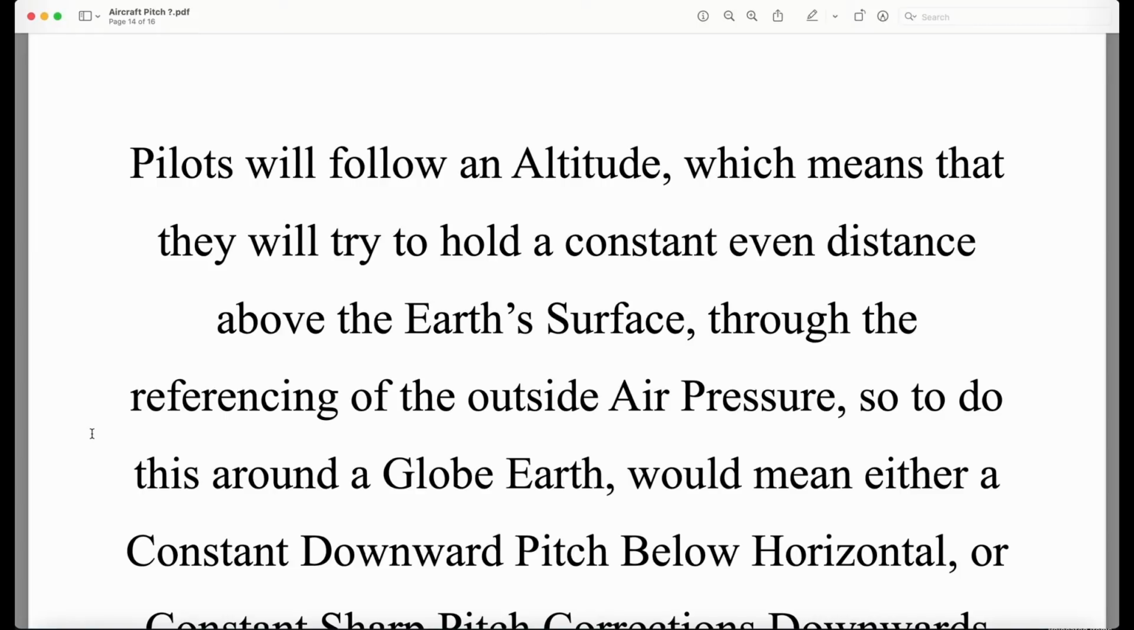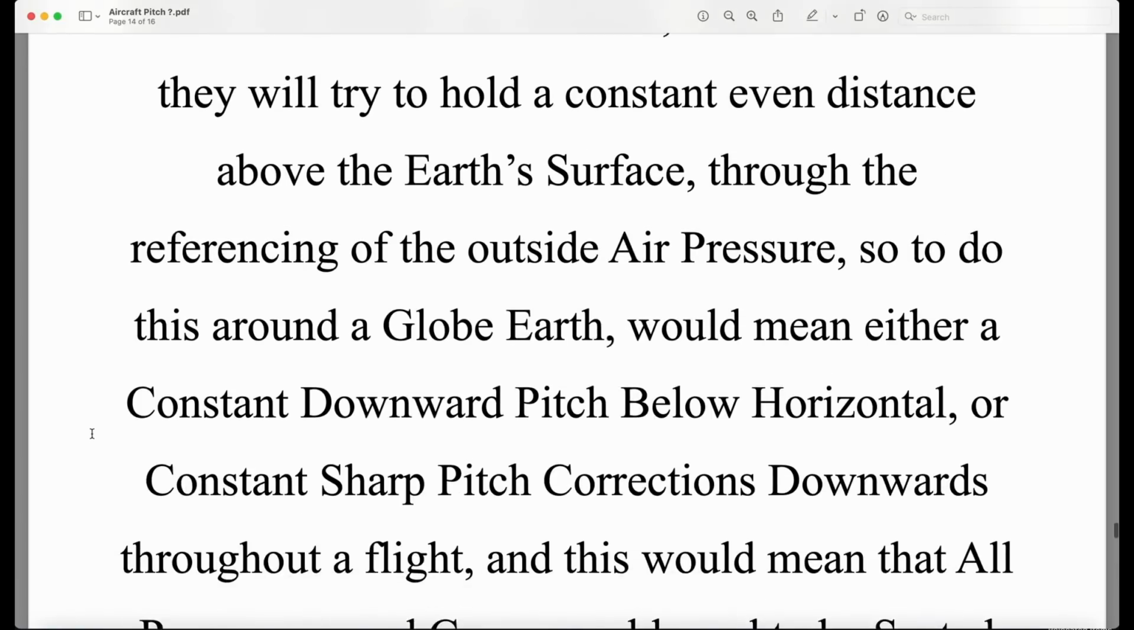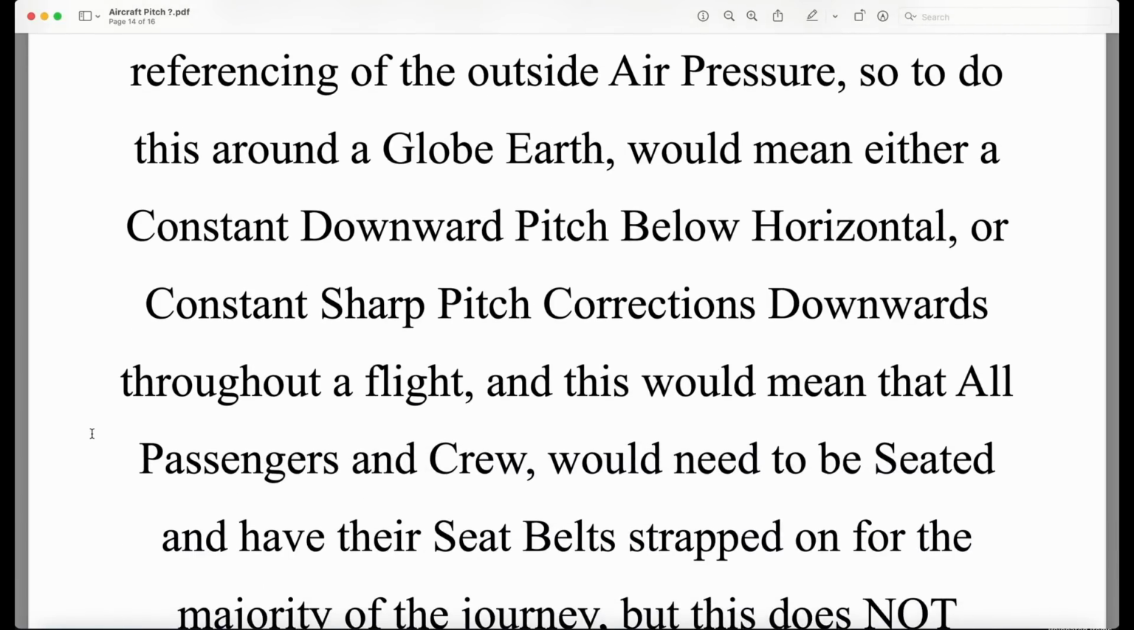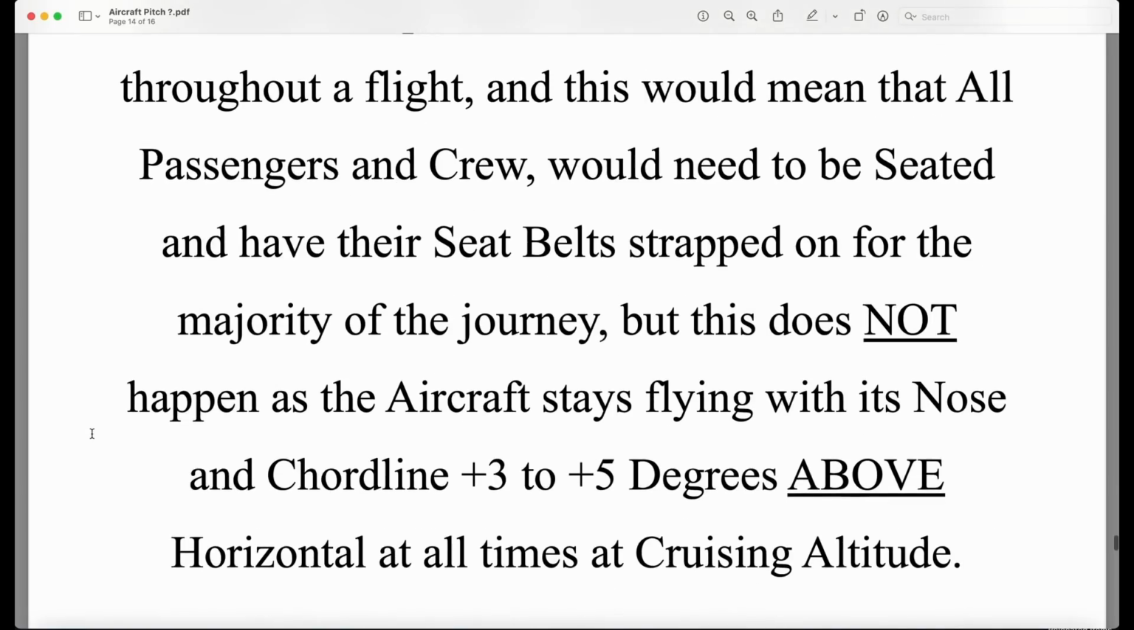So if they're flying around the globe Earth and following an altitude, then that means they have to be pitching down below zero, which would mean an accumulation of 9 degrees below zero pitch after an hour. And that's only 1 hour. But they don't do that. They fly with the nose and chord line above horizontal, 3 to 5 degrees at cruising altitude. That's what commercial airliners do. So this is nonsense. They can't follow an altitude and not pitch down. It's impossible. They just can't do that.